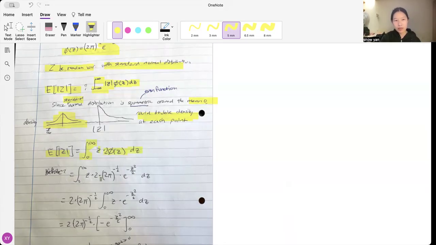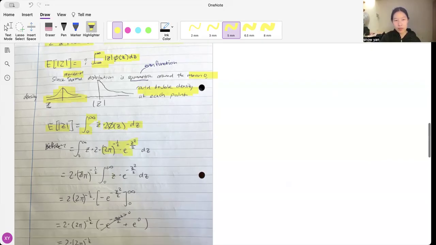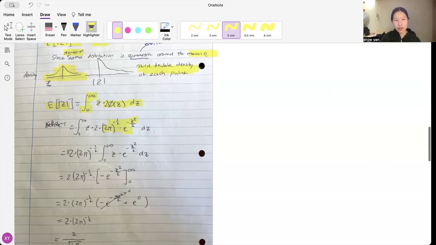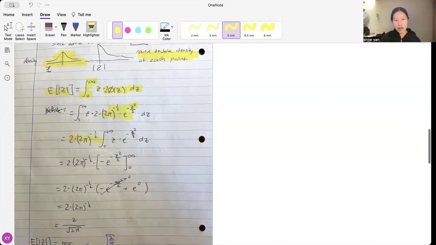And then next we just substitute the density right into here, and we get this. Then it's just a bit of algebraic simplification. We move the constants out of the integration. Then we see that this is just e to the negative z squared divided by 2, and this is negative. We put in infinity, and that tends to 0, because it's negative, right?